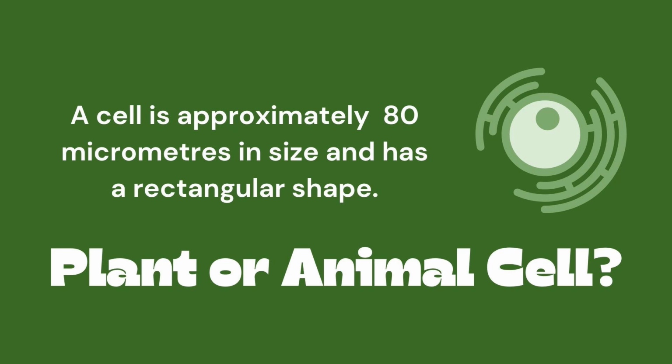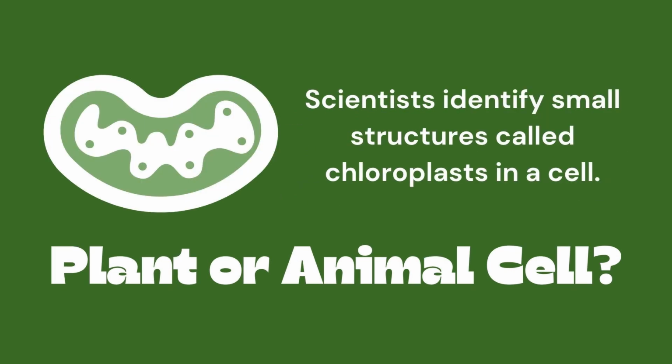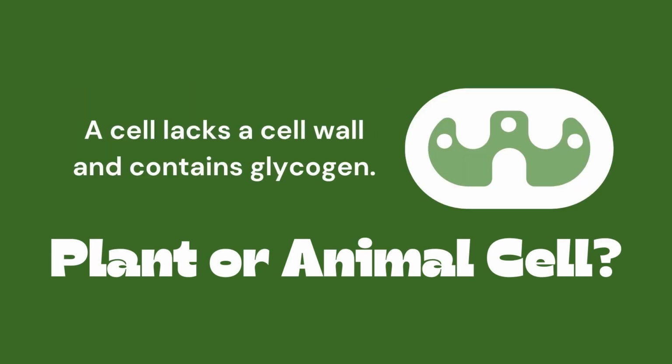This is a question. Scientists identify small structure called chloroplast in a cell. All of you know that in plant cell, chloroplast is present. A cell lacks a cell wall and contains glycogen. Plant or animal cell? This is also a question.